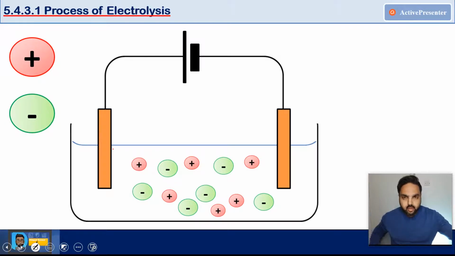Well, we just said the negative ion is going to move towards the positive electrode. Which one's that one again? Well, it's this one because it's connected to the positive terminal. And this one's a negative one, and that's connected to the negative terminal. So let's start with positive first.